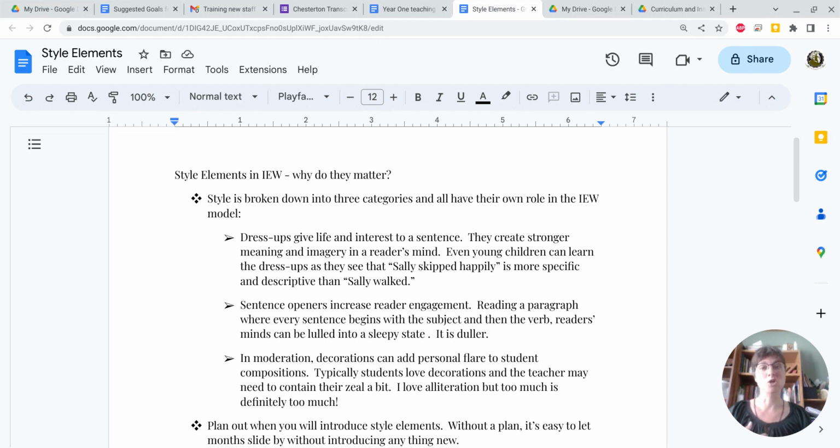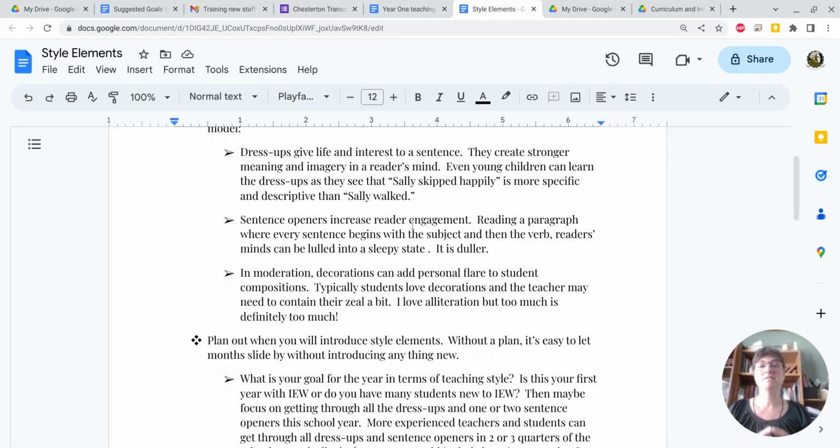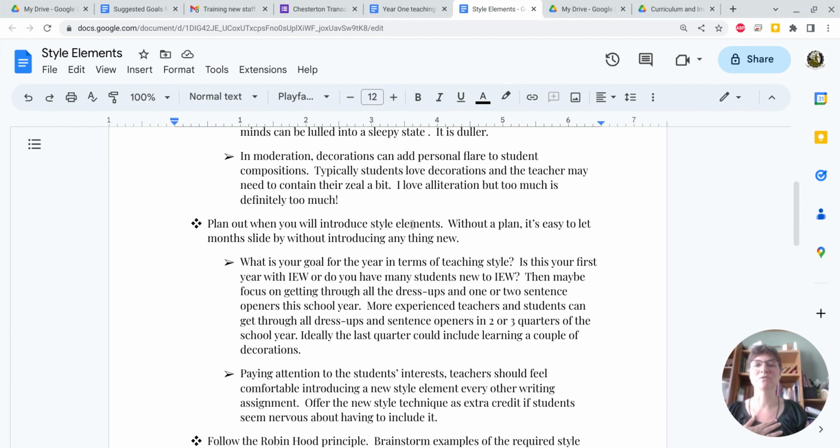Second would be the sentence openers. These are important because they really help engage your reader again. If you read a paragraph where every sentence starts with the subject and then the verb, it just gets dull and boring, and your mind kind of shuts off a little bit. By writing some longer sentences, some shorter sentences, by starting them differently, it helps engage the mind of your reader a little more. And then decorations are a way for your students to add some of their own flair and interest, of course in moderation. We don't want to overdo the decorations for sure.